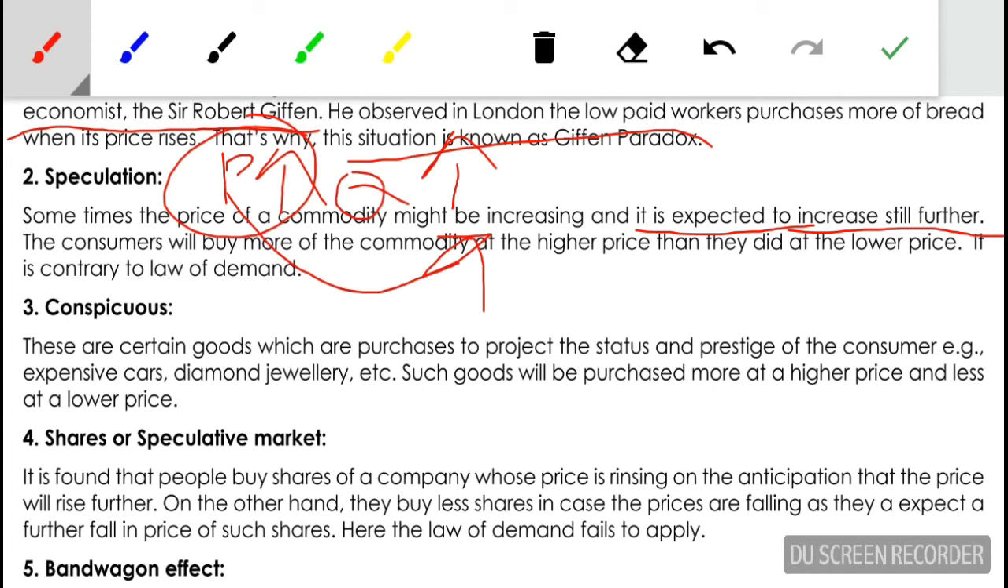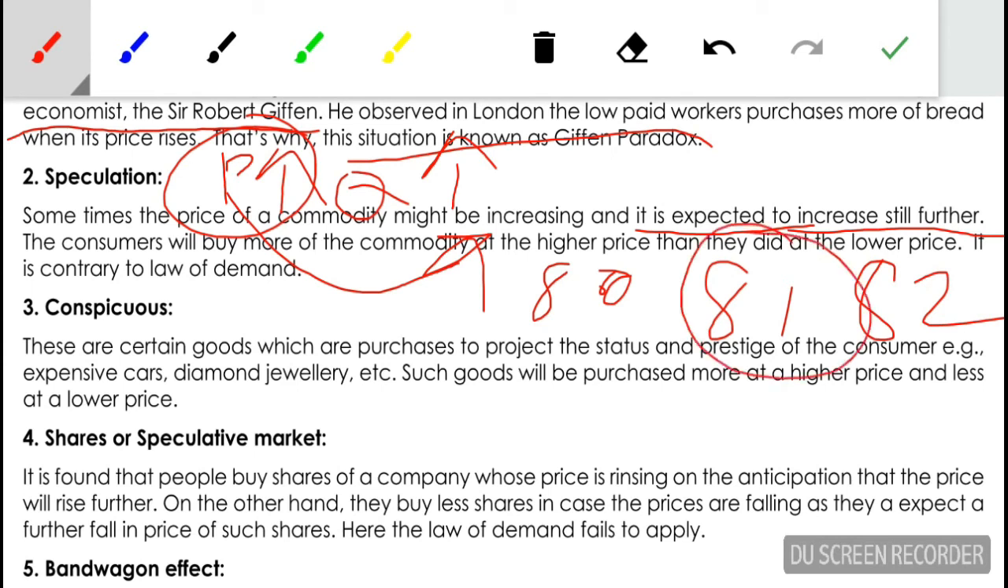Suppose yesterday the stock price was 80 rupees, and today it has increased to 81. According to the law of demand, we should reduce our demand. But in a speculative market, you are expecting that day after tomorrow it is going to be 82, so you will buy more at 81 in order to sell at 82. This is what the speculative market states.